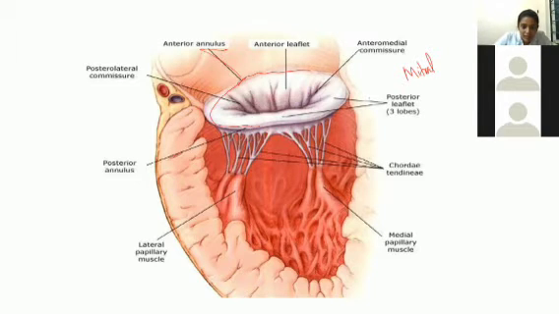Then the main thing here is this string-like structure from the valves, which is known as chordae tendineae. These attach the valve to the papillary muscles. The chordae tendineae are string-like tendinous structures which help the attachment of the valves to the papillary muscles. So this is the basic anatomy, and you should have an idea about it.